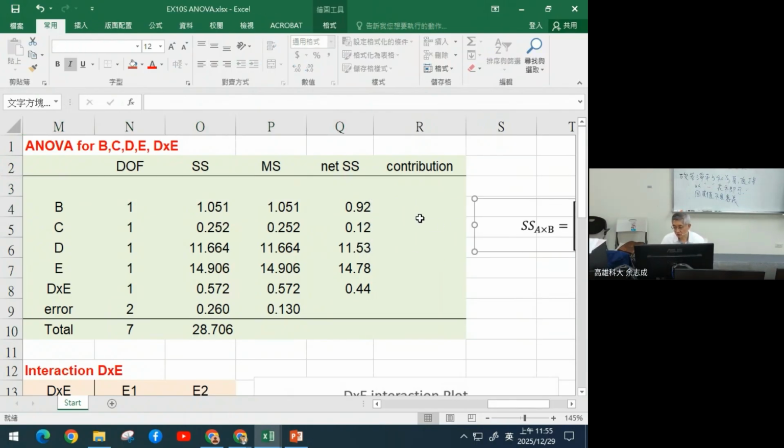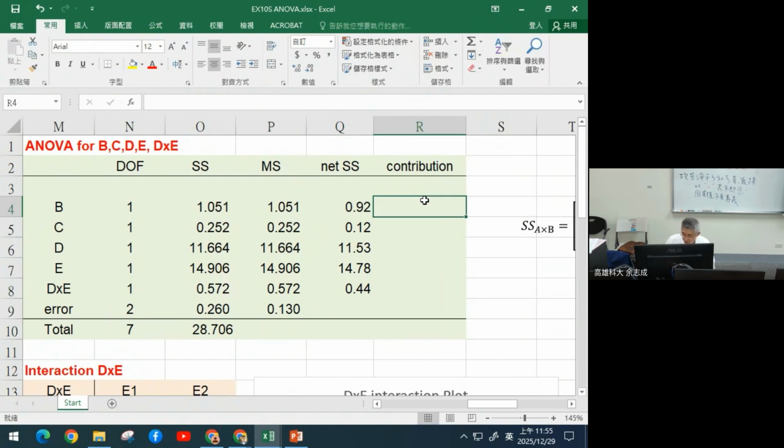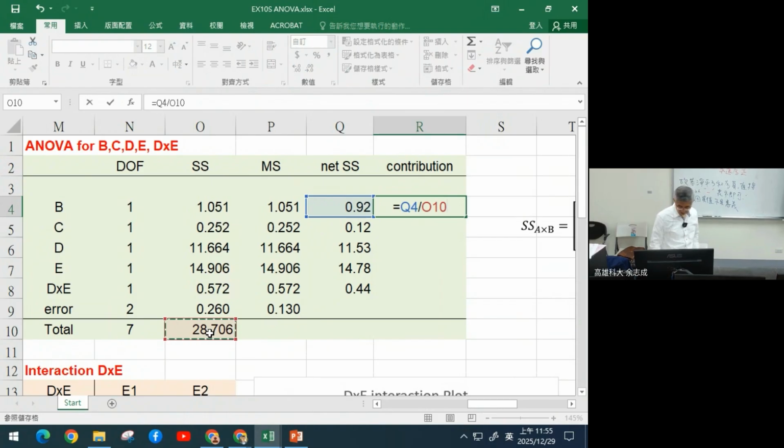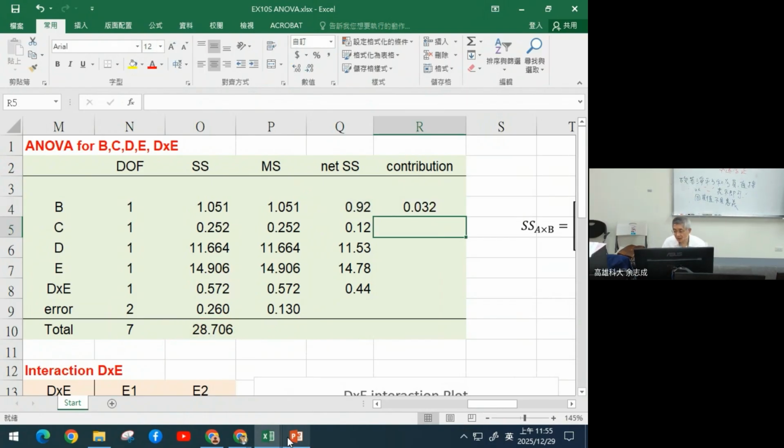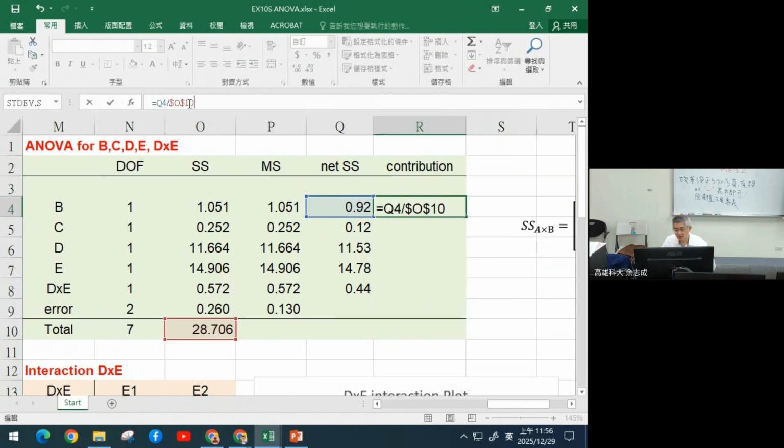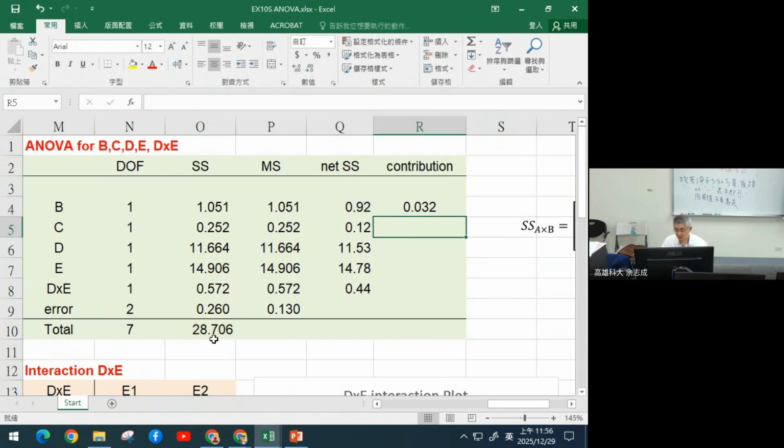Okay, the contribution here for B will be equal to this divided by the total sum square, this one. Okay, enter. Let's fix the total sum square first. Then you can copy the equation downward.